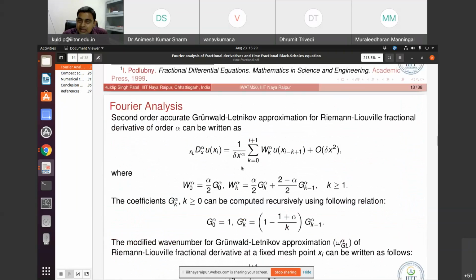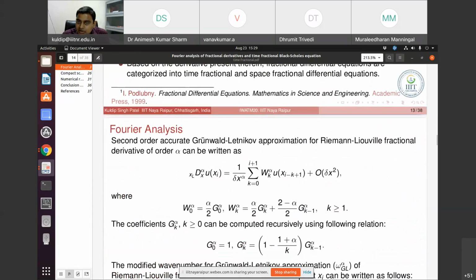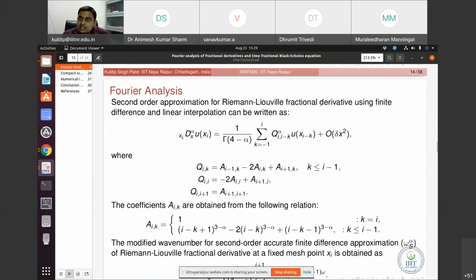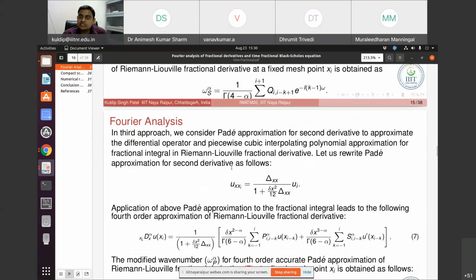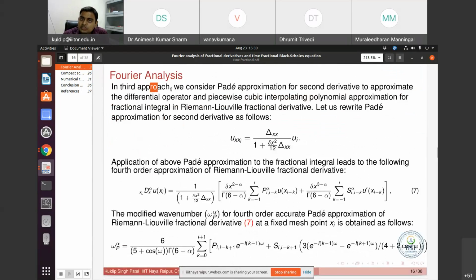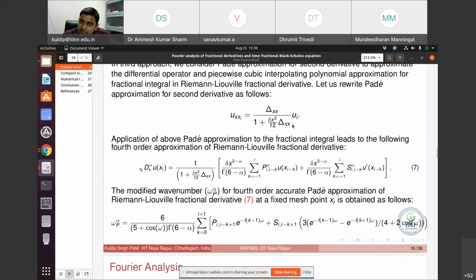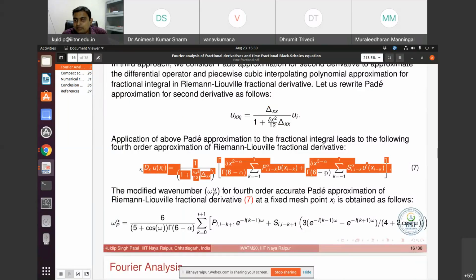For left Riemann-Liouville, we saw that there is an existing Grunwald-Letnikov approximation. We saw that there is an existing finite difference approximation for Riemann-Liouville. I'll share the references. But these two we proposed for the first time: in the third approach, the Padé approximation, we used it for the differentiation part, and for integration we use Simpson's fourth order accurate rule. So for integration we used Simpson, for differentiation we use this, and we got a fourth order accurate approximation for Riemann-Liouville given in equation 7.